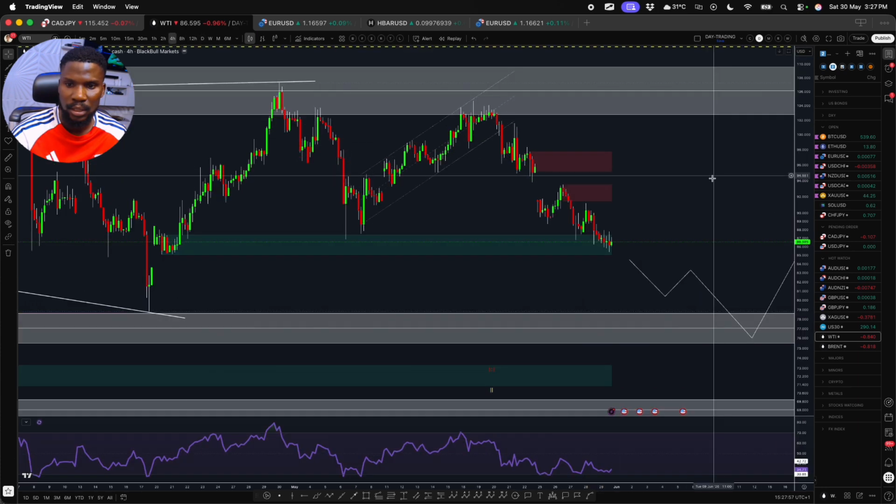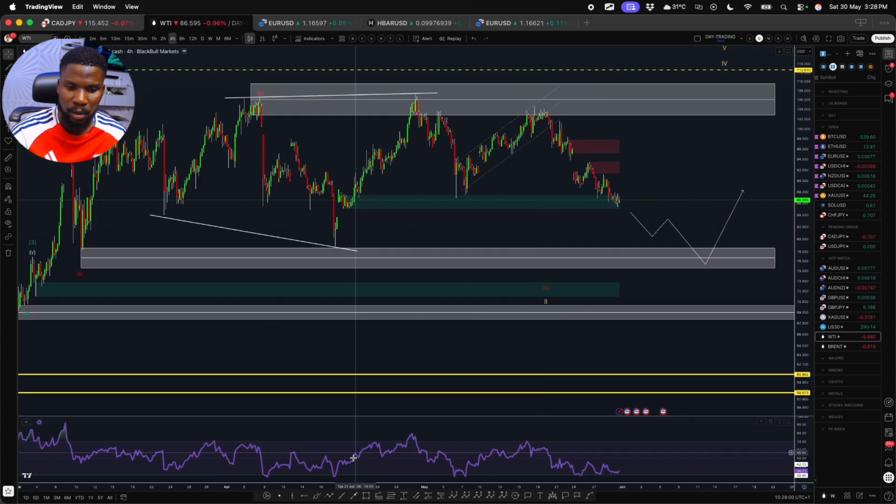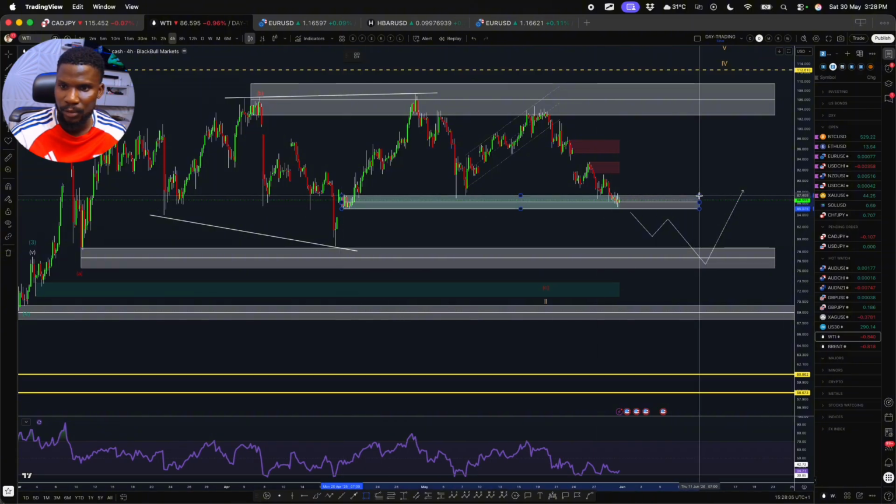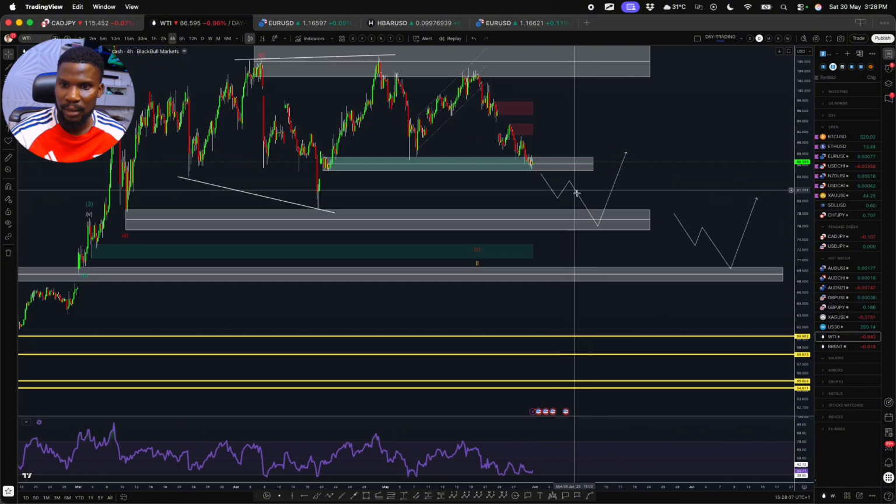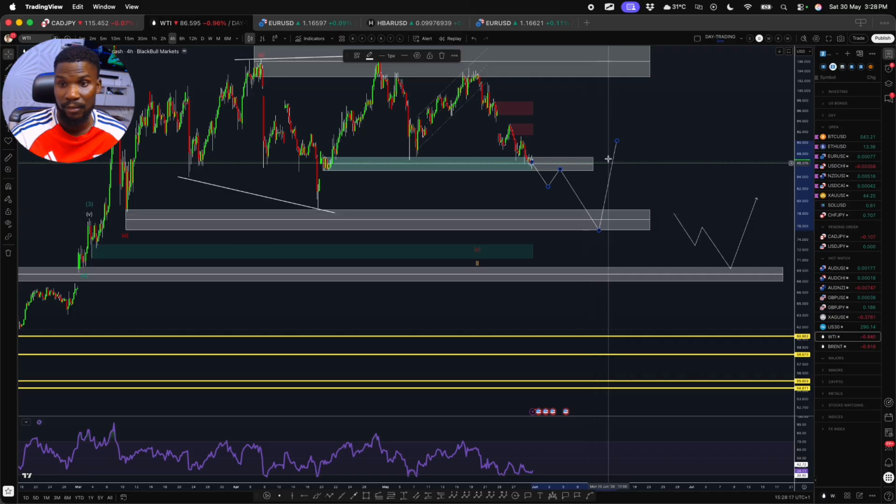I will probably wait for a break below here, a break below that particular support. I would be selling. Look at that, this is the play itself. It's been there for a very long time. A break, a pullback, and then you can target this particular low at $75 per barrel. And then from there, people like me will be buying.